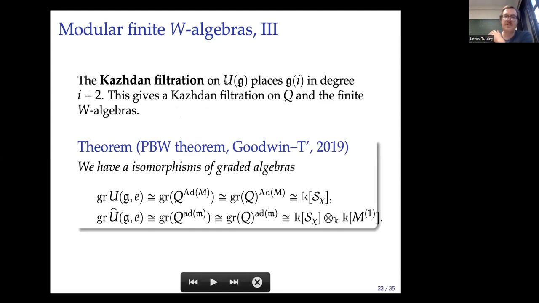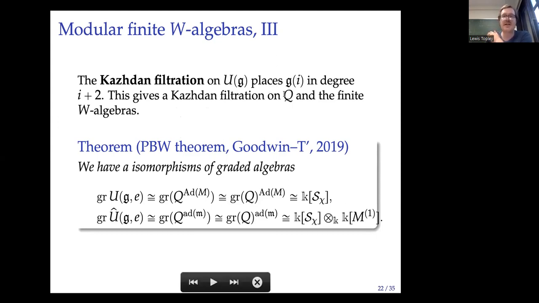So the Kazhdan filtration is the one defined by placing the ith graded piece of U(g) in degree i plus 2. This again has a very sensible corresponding motivation inside the coordinate ring on the slice, but I won't talk about that now.